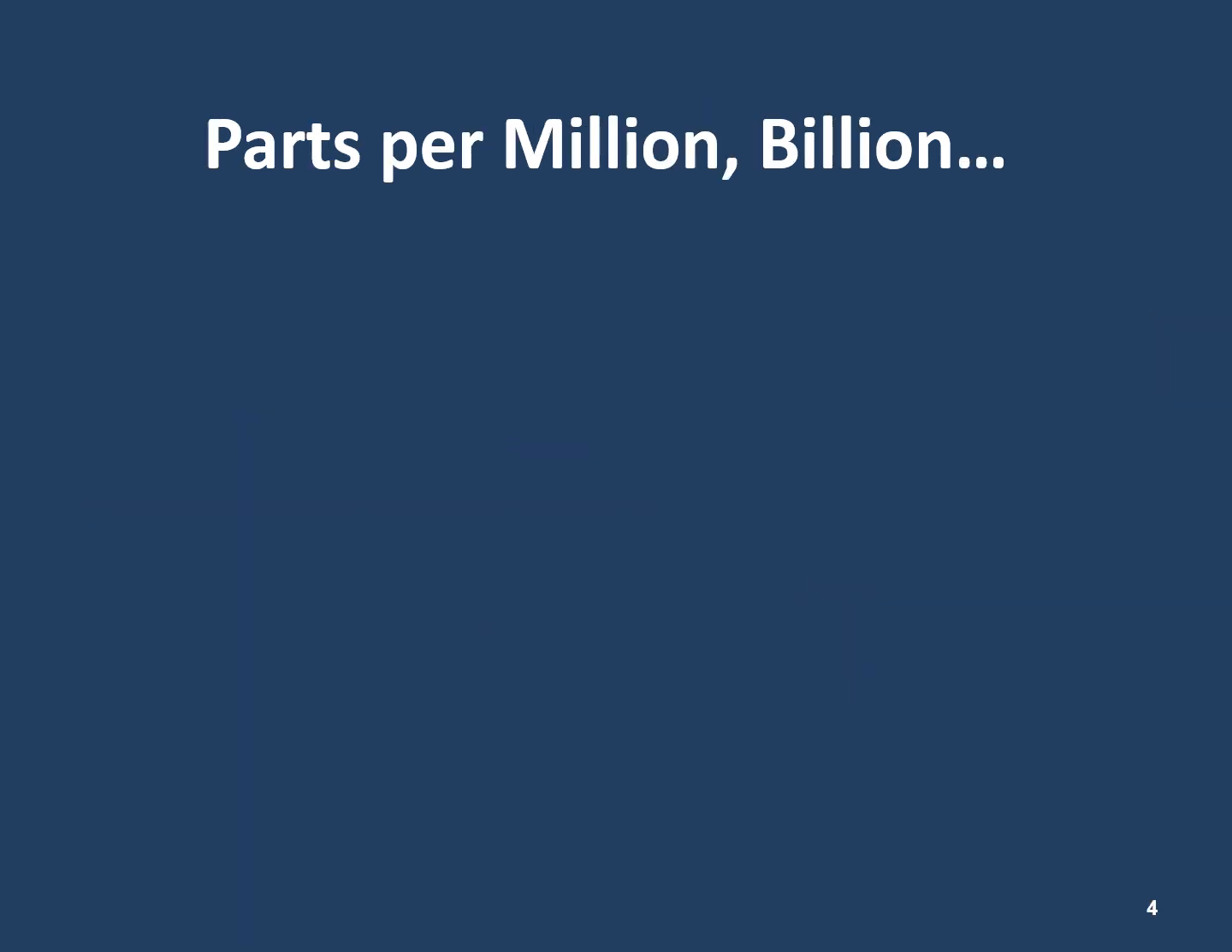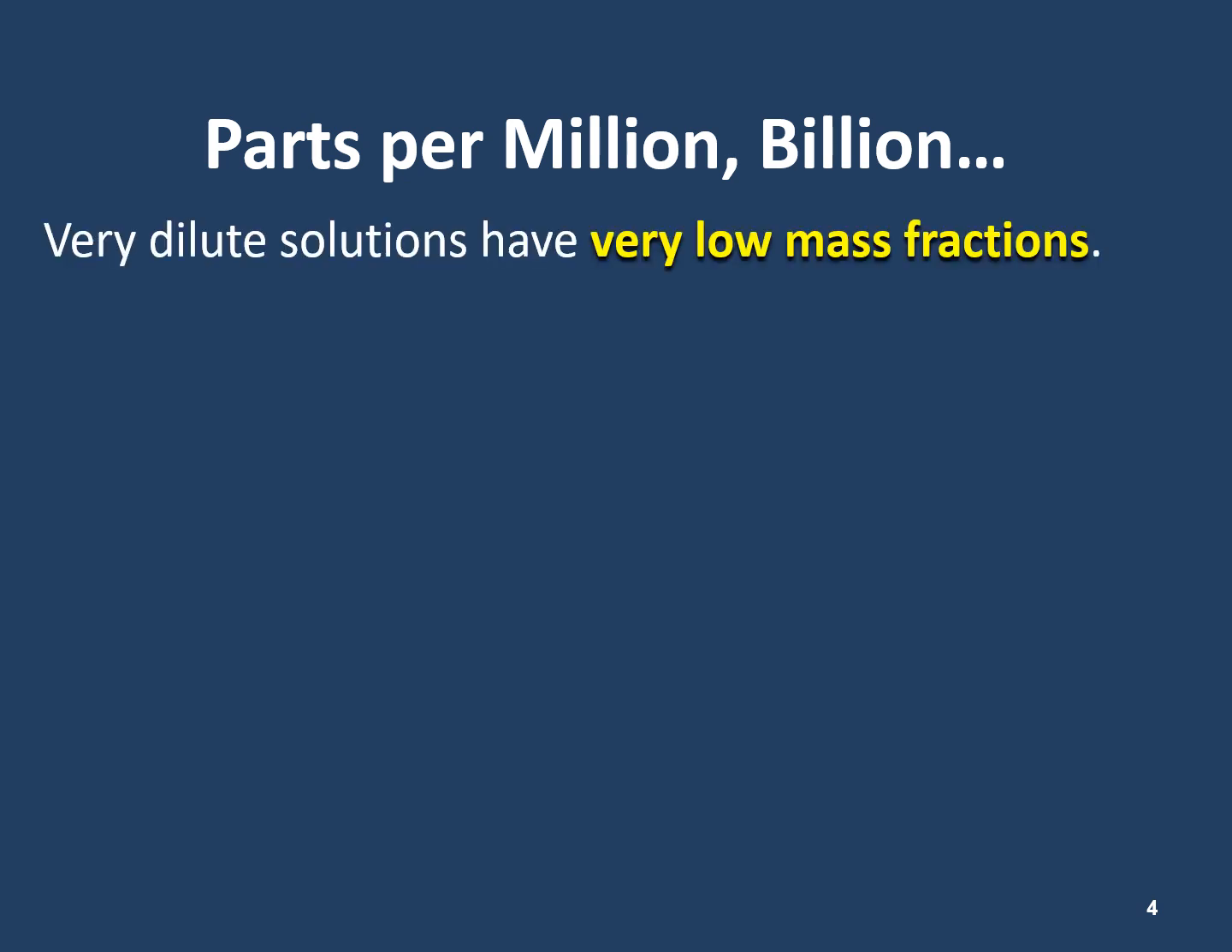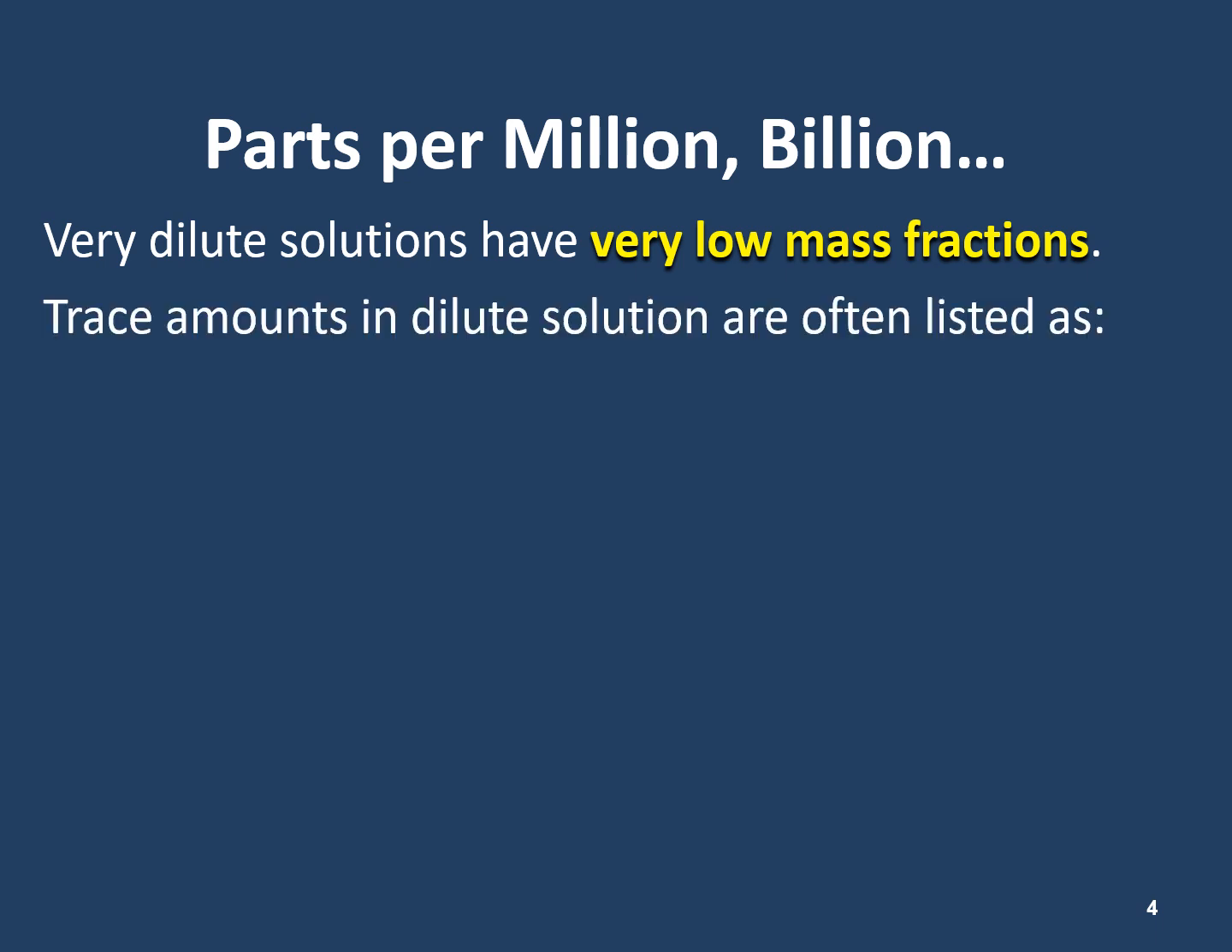Let's talk about some brand new concentration units. Parts per million, parts per billion, parts per trillion. These are concentration units used when our solutions have very, very low solute concentration, or in other words, very, very low mass fractions. This is when we have a trace amount of a substance present in a solution. For instance, lead in water. You don't want to drink water with lead in it unless it's a very, very small amount, probably in terms of something like parts per million, parts per billion or so.